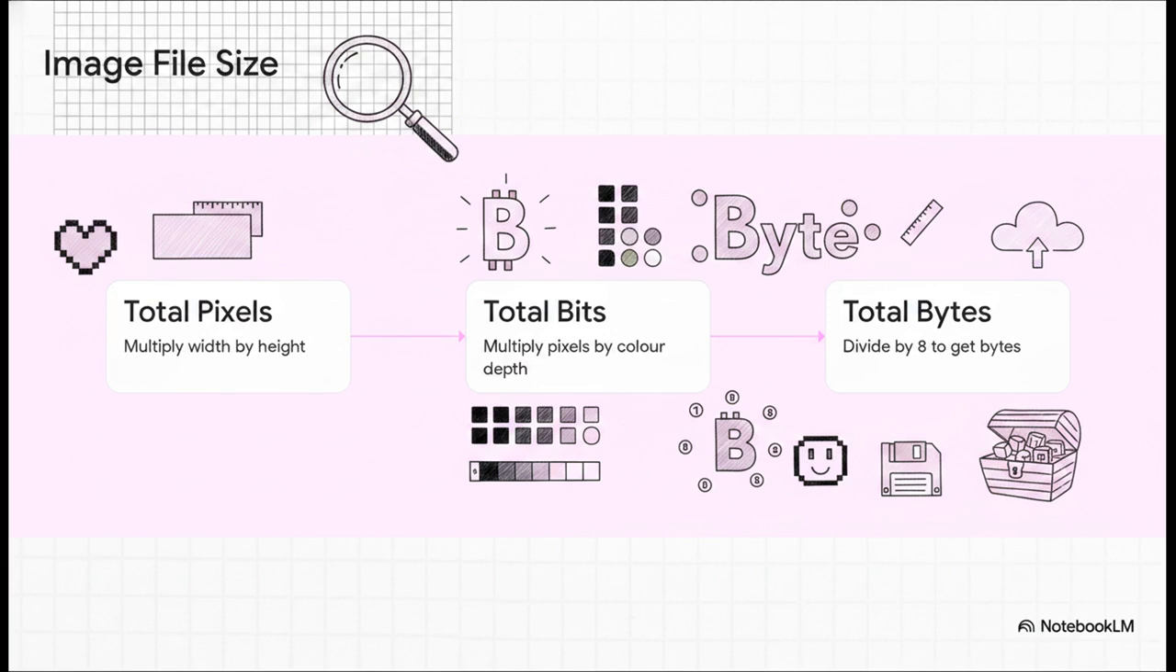Let's break down the math for images into a few bite-sized steps. To find the size of a bitmap image file, you always start by finding the total number of pixels. Just multiply the width by the height. Easy enough, right? Next, you take that total and multiply it by the color depth, which, remember, is just the number of bits used to represent the color of a single pixel. A 24-bit color depth, for instance, allows for over 16 million unique colors. Finally, since your answer right now is in bits, you just divide the whole thing by 8 to find the total bytes because there are exactly 8 bits in a single byte.